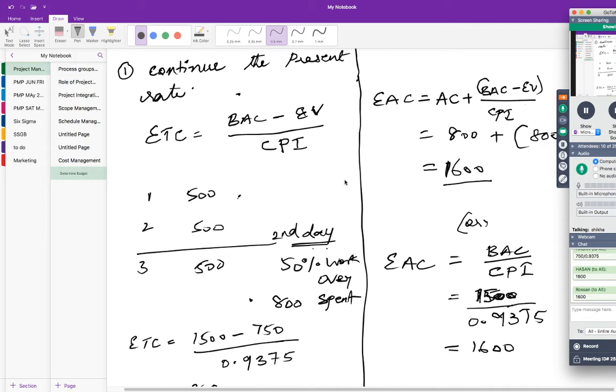Mustafa, Afish, Abhijit, Sajeev, Sarah, Rosan, everyone. Charles.